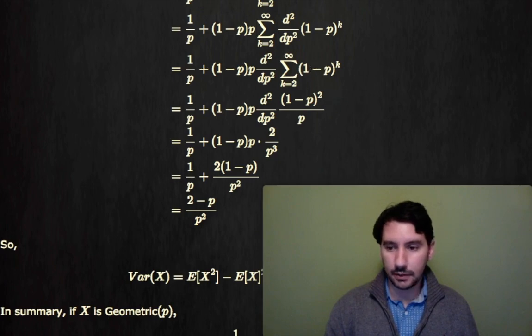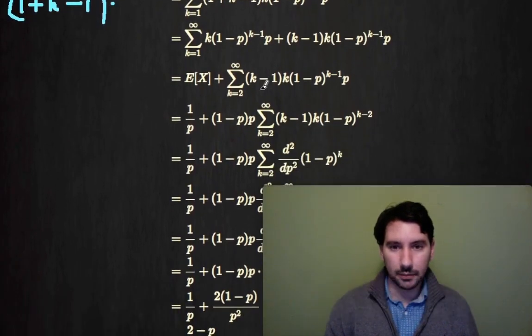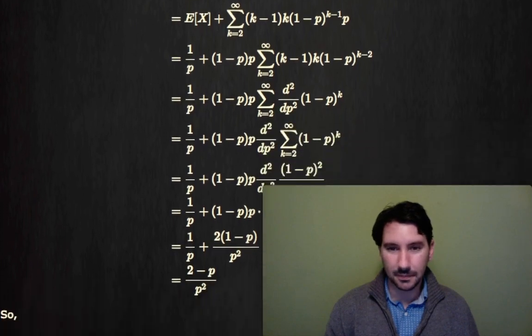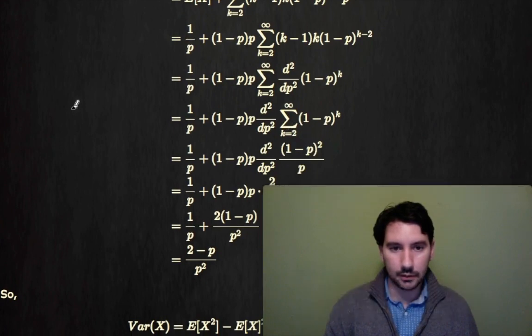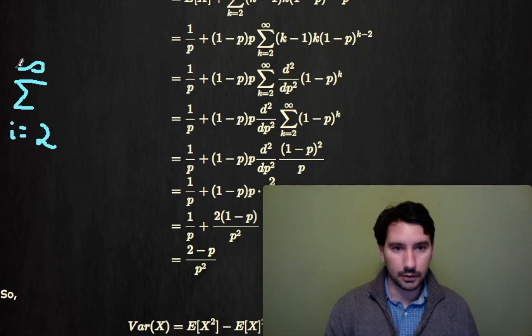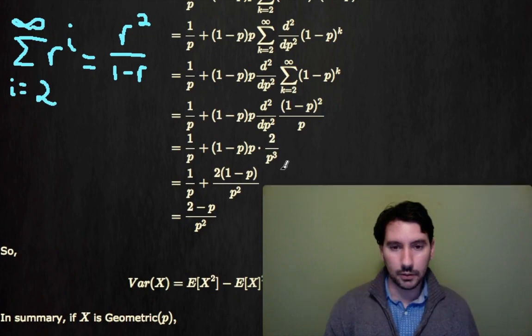So where did I get that 2 from? Oh, right, because if we plug in 1 into this, we just get 0. So we're going to go from 2 to infinity and drop the term that's a 0. Whenever we sum from 2 to infinity, we get r squared over 1 minus r. So the sum from i equals 2 to infinity of r to the i is equal to r squared over 1 minus r. So we get (1 minus p) squared over p. Then we have to take two derivatives of that, which gives us 2 over p cubed.